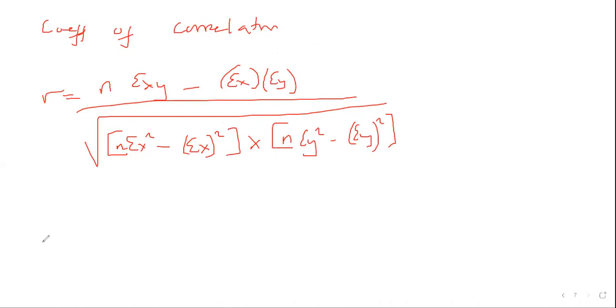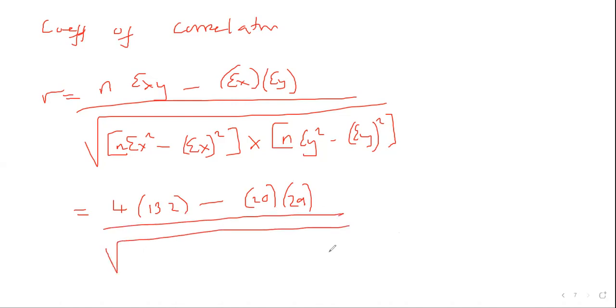Okay, remember our n was what? Our n was 4. And our summation of xy, remember it was what? 132. Summation of x, remember summation of x was what? 20. Summation of y, remember summation of y was what? 29. Then we put this in brackets. This is now your issue between you and your calculator, but you need to follow that formula.